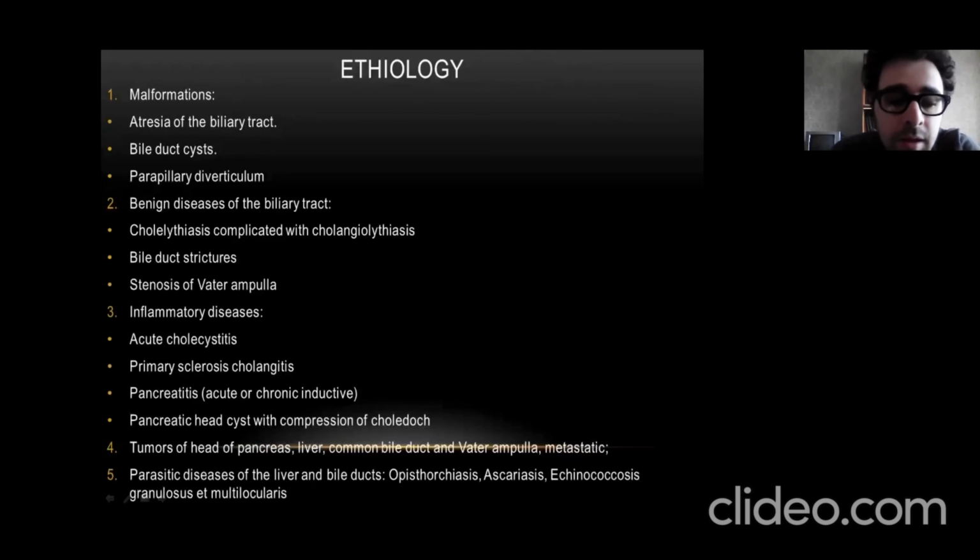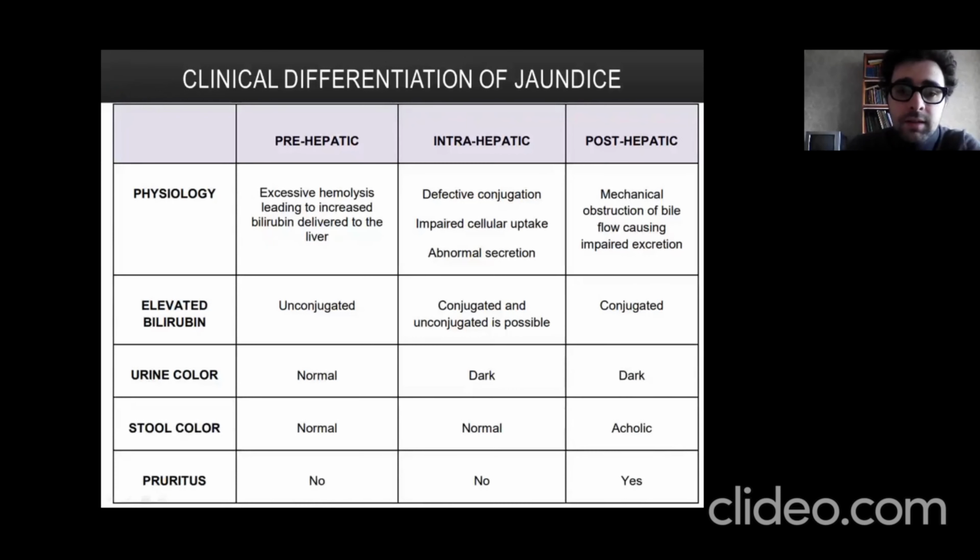Etiology. There are many diseases that can cause mechanical jaundice, from malformations, congenital diseases, and benign diseases like strictures and stenosis to inflammatory disease. You should always say it at the exam by groups: benign, malformations, inflammatory diseases that we study today, tumors, different malignancies of all hepatopancreatic biliary organs. All of their malignancies can cause mechanical jaundice, as can a group of parasitic diseases.